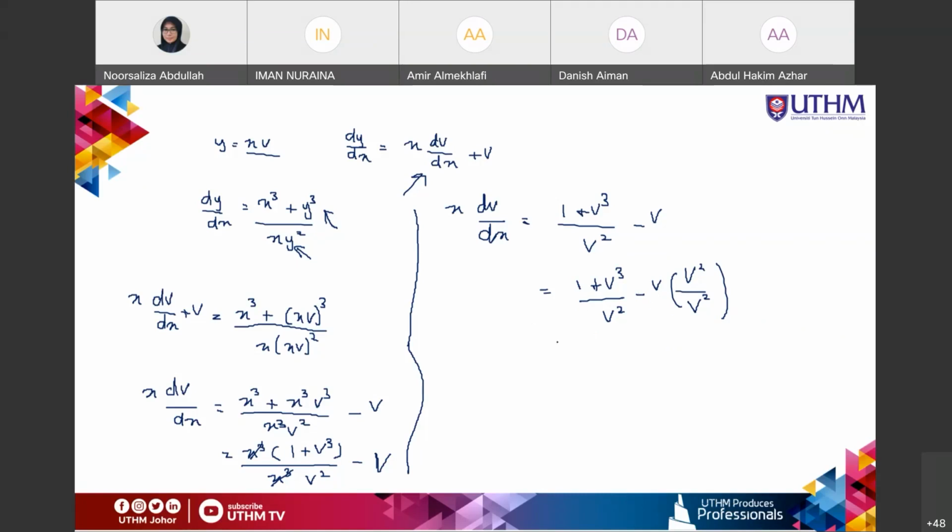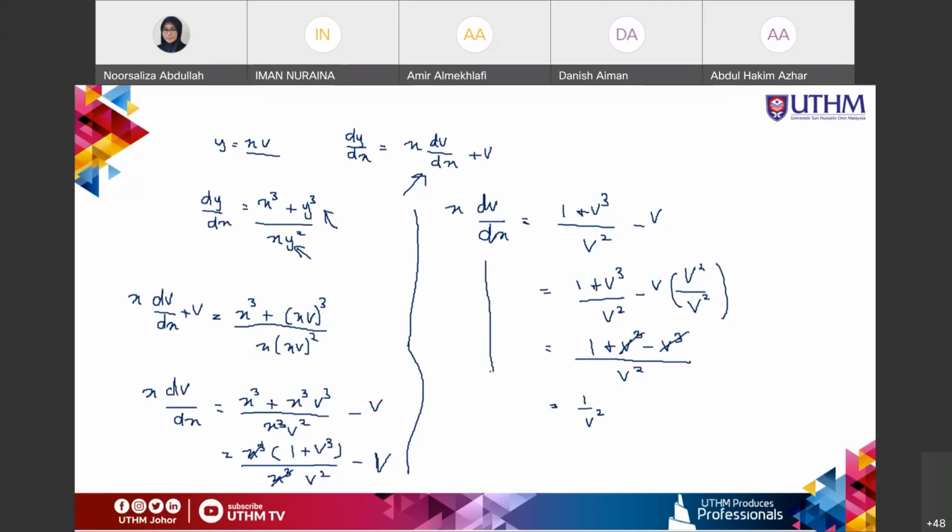So it is the same as what I extended here: the denominator is v power of 2. So 1 plus v power of 3, minus v power of 3. Can we cancel? We can cancel v power of 3. Then here you just have 1 over v squared. Right.